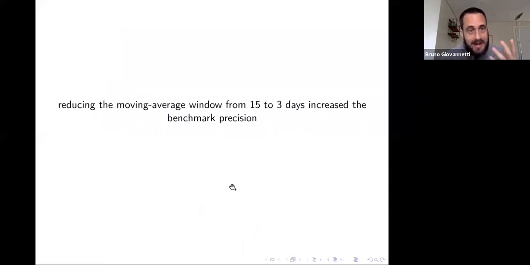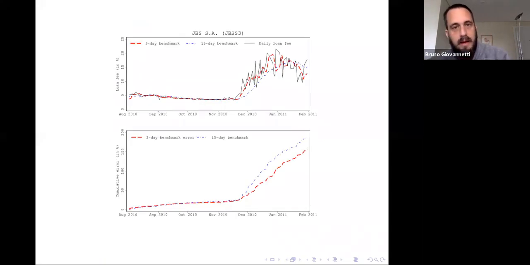Okay. And indeed, reducing the moving average window from 15 to 3 days did increase the benchmark precision mechanically, right? So here I have an example. I have a stock, JBS, and the black line here is the average daily loan fee across all deals on the day, for each day. We have a period of some months of a pretty stable loan fee, and then it becomes more volatile, the black line. And the blue dotted line here is the 15-day benchmark.